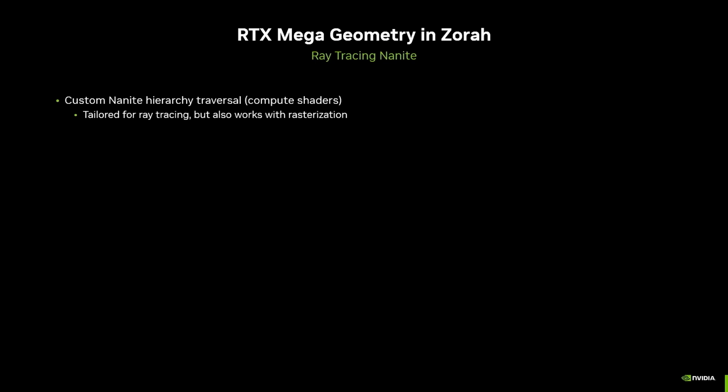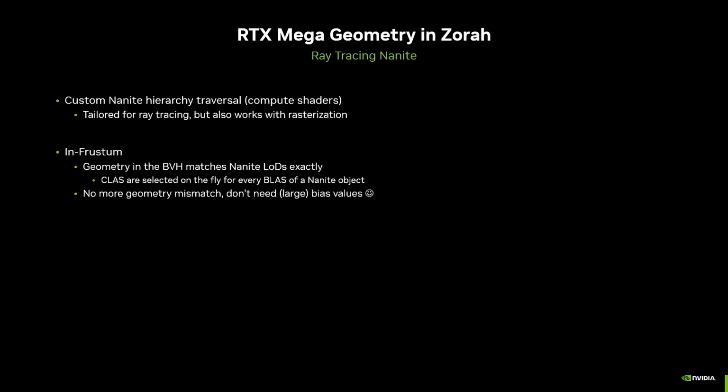So how do we make this happen in the engine? We have a customized nanite hierarchy traversal that's implemented in compute shaders. That's tailored specifically for ray tracing, but we could also use it with the rasterizer as well. And as Jan mentioned earlier, in order to get rid of the geometry mismatch that happens, we match the nanite LODs exactly with what the rasterizer would select, and then we can rebuild our BLASs on the fly. And so no more need for large bias values or missing contact shadows or anything like that.